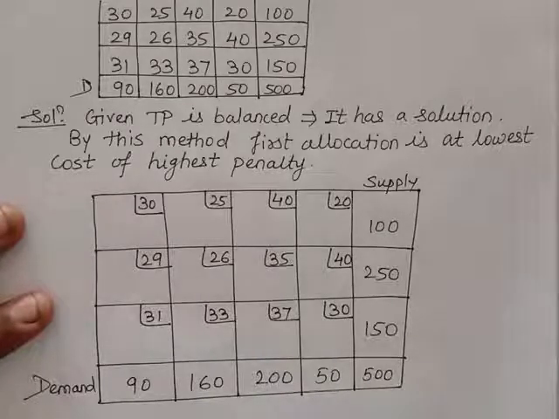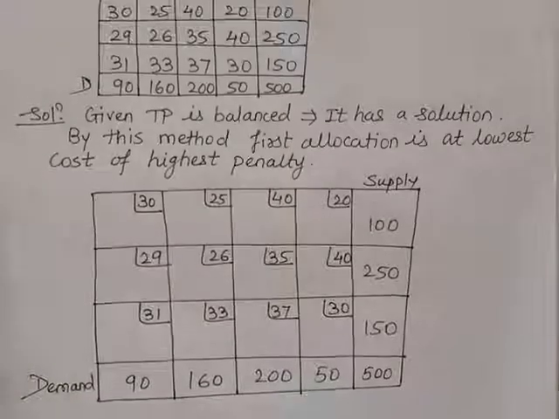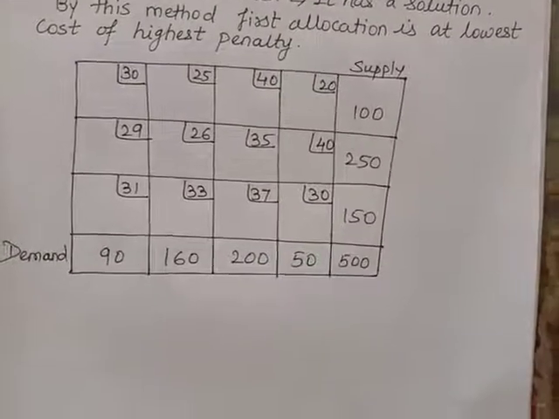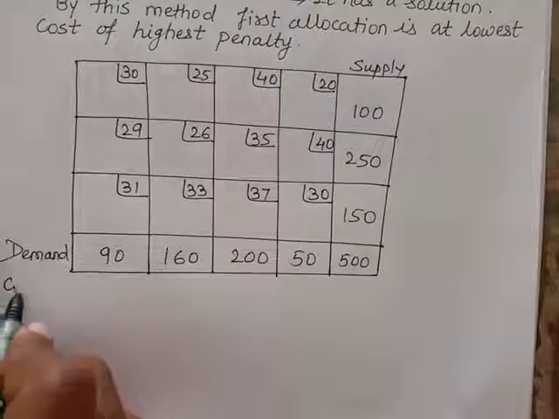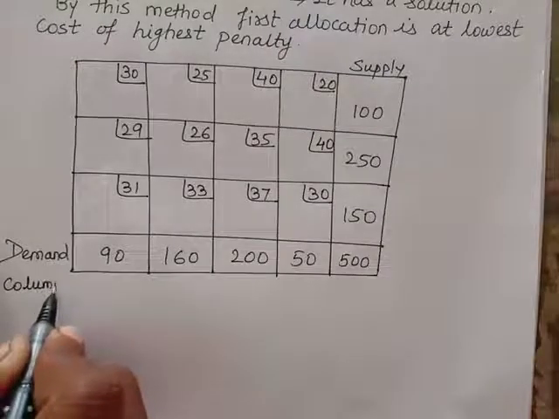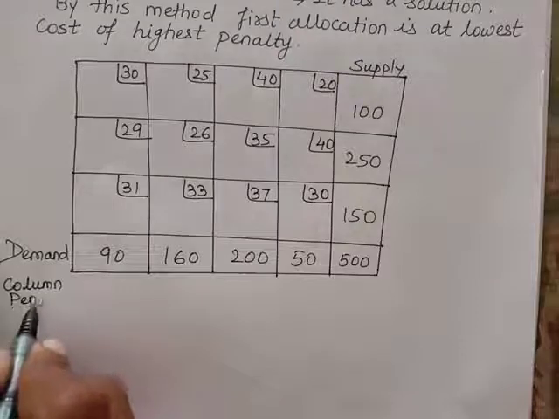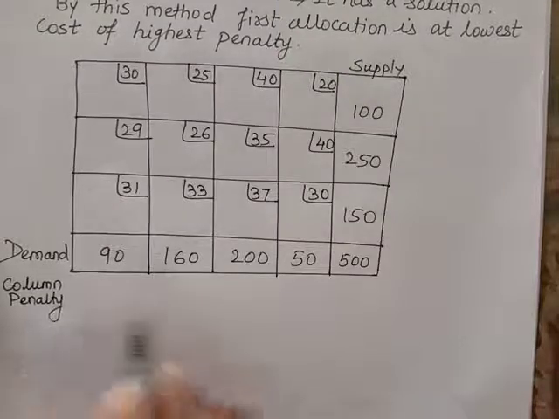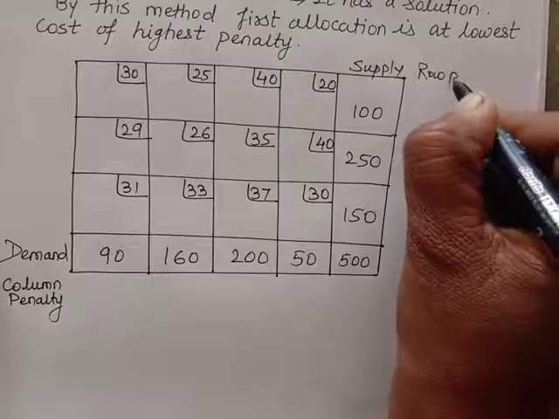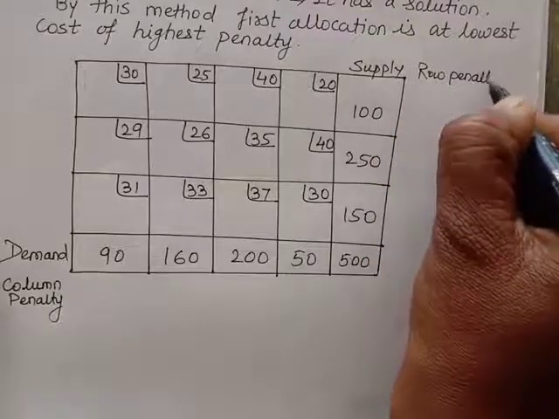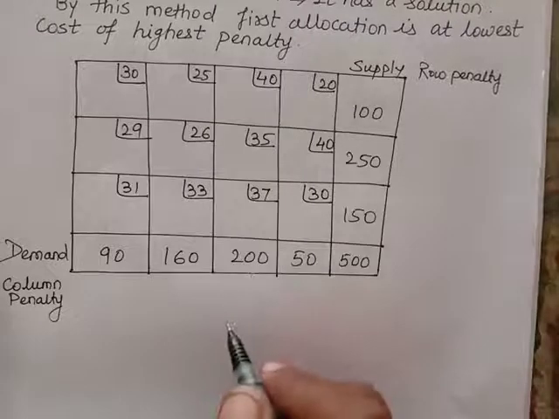Now we have to determine row penalty as well as column penalty. How do they work? Look at it carefully. Now here I will write column penalty, and here I will write row penalty. Okay. Now what are they?